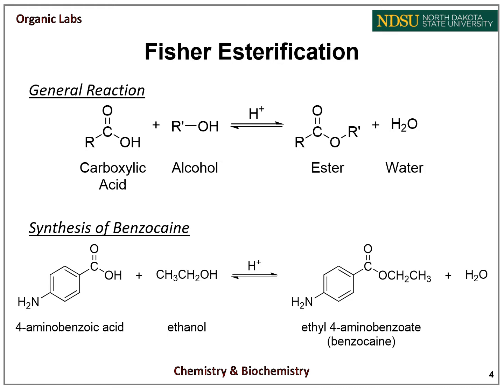For the synthesis of benzocaine, we will be taking 4-aminobenzoic acid and ethanol, which react in the presence of a sulfuric acid catalyst to yield ethyl 4-aminobenzoate, also known as benzocaine, and water. And for our reaction, we will be adding a large excess of ethanol to push the reaction in the forward direction.